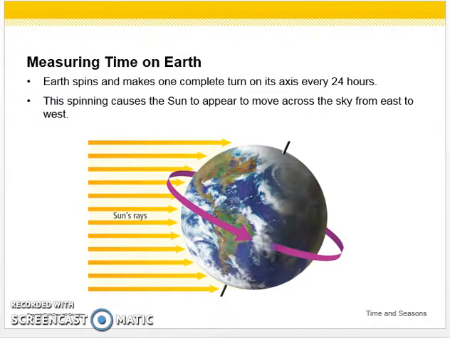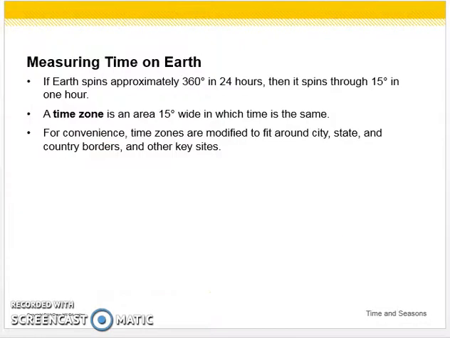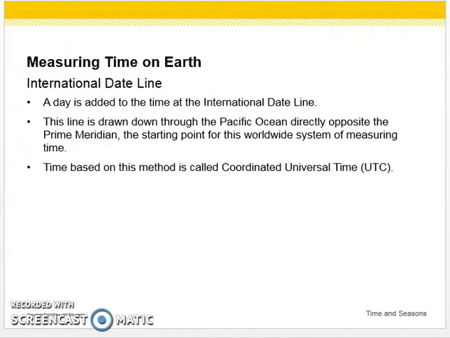This spinning causes the sun to appear to move across the sky from east to west. If Earth spins approximately 360 degrees in 24 hours, then it spins through 15 degrees in 1 hour. A time zone is an area 15 degrees wide in which time is the same. For convenience, time zones are modified to fit around city, state, and country borders and other key sites.